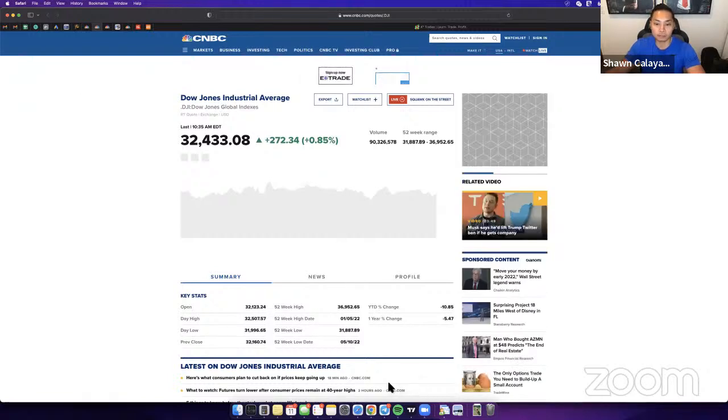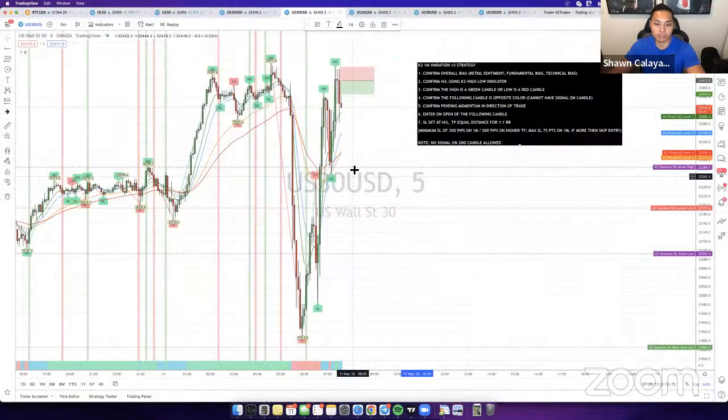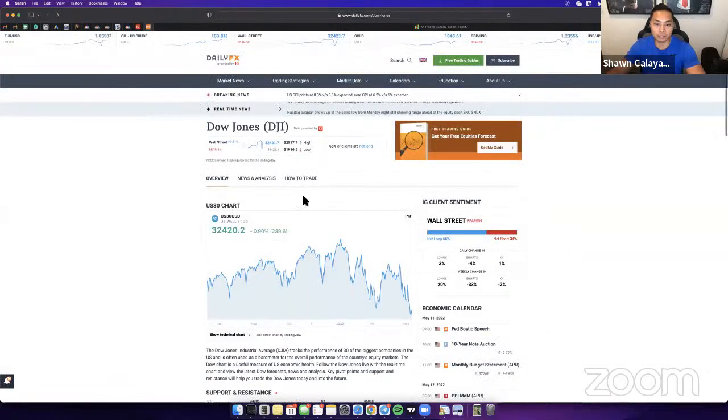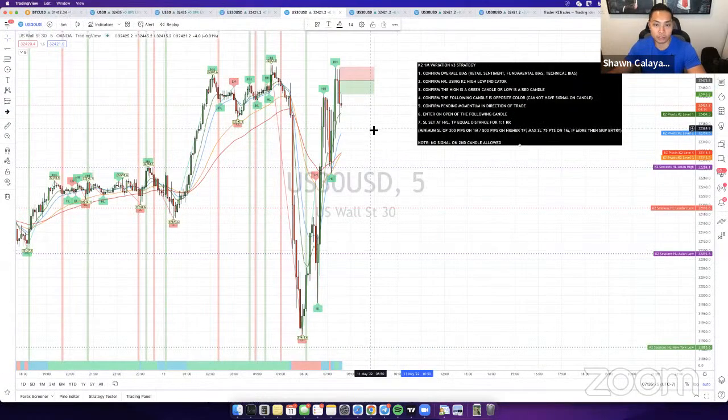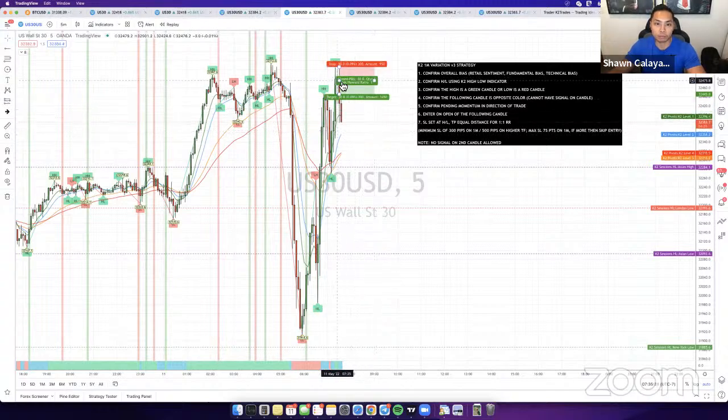But if you don't really care too much about the bias and you're just going off the retail sentiment, then yeah, you could have taken the trade. But for me personally, you guys know how I trade. I only take trades that I absolutely know I'm going to win. I don't like losing trades. I don't like taking anything risky. So I wouldn't have taken this trade here, but as you can see, it did hit TP.